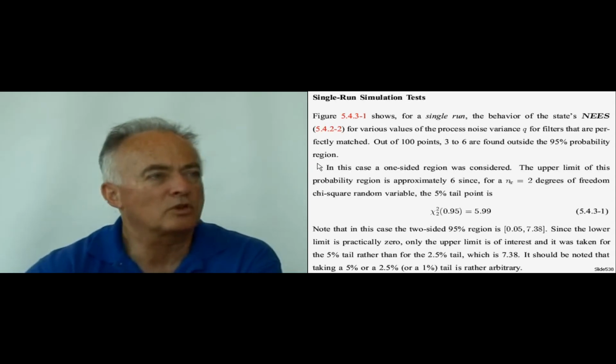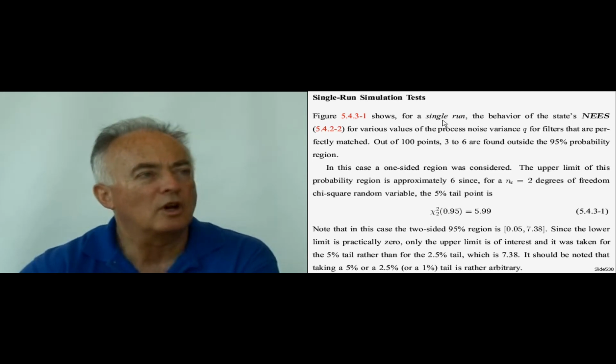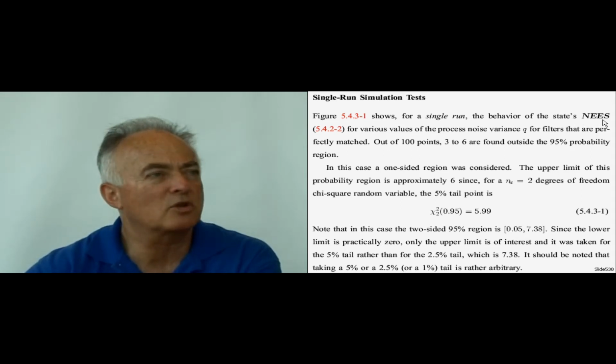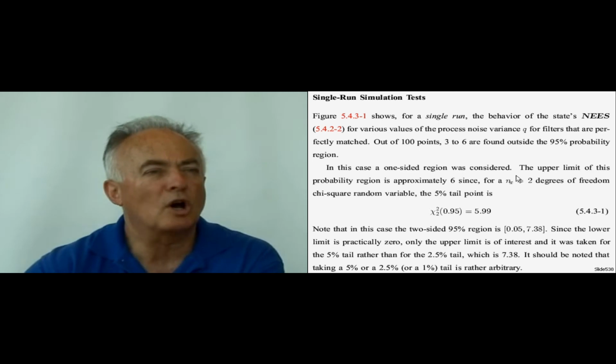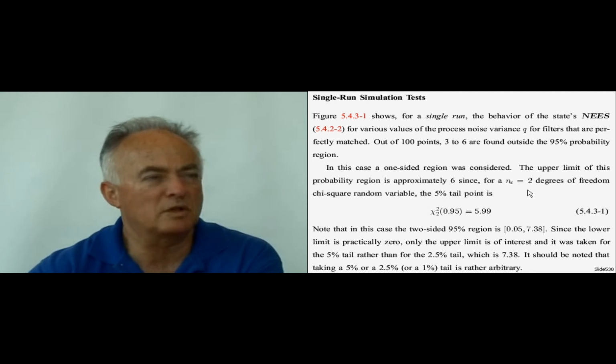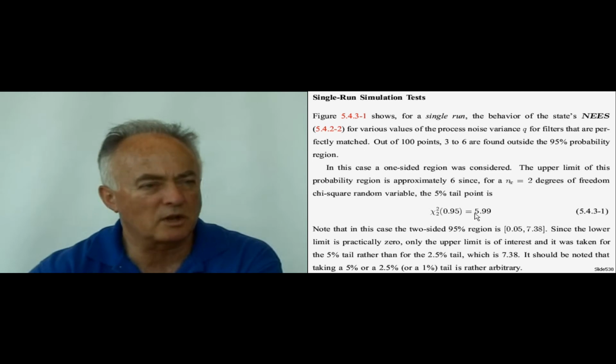The single run simulation tests will be shown in figure 5.4.3.1. The behavior of the state's normalized estimation error, that's offline, for various values of the process noise variance for filters that are perfectly matched. Because this is a 95% region, 3 to 6 points are found outside. Before looking at the picture, we'll see how the probability region was obtained. The upper limit of our region is approximately 6. We took a one-sided region, we cut only the upper 5% tail, so that's about 6.